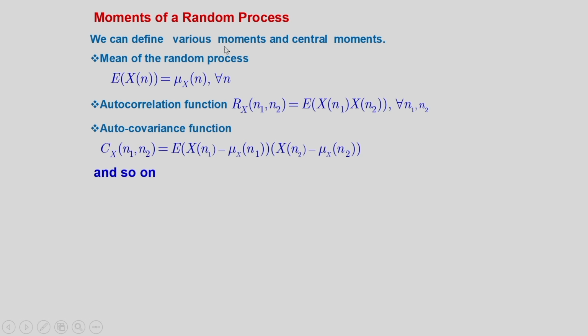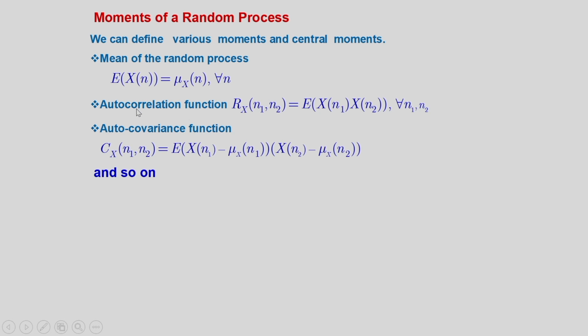We can define various moments and central moments of a random process. For example, we can define the mean of the random process, E of X[n]. Now, this we have to consider at all possible instants of time. So, E of X[n] is equal to, it will be again a function of n for all instants of time n.